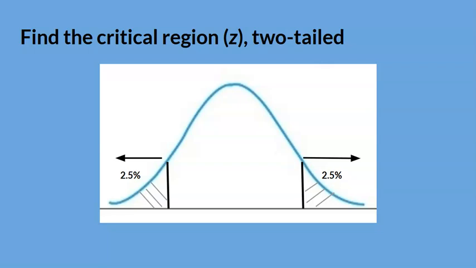Using 2.5% in the tail, we go to the normal curve table, and the normal curve table will give us the answer that the corresponding z-score is 1.96. In this case, it's a plus 1.96 for above the mean and a minus 1.96 for below the mean. I encourage you to pause the video and look this up yourself in the normal curve table.